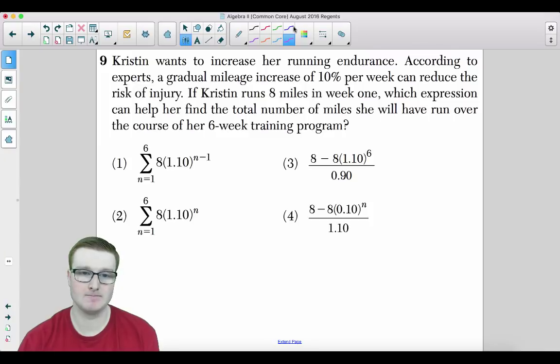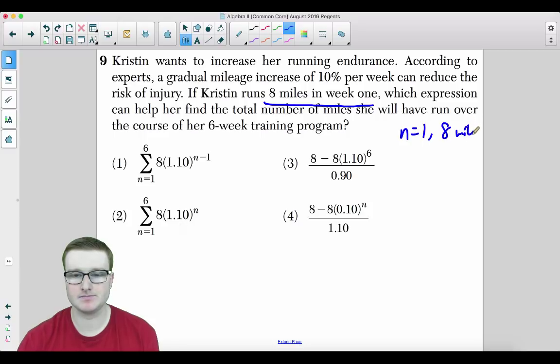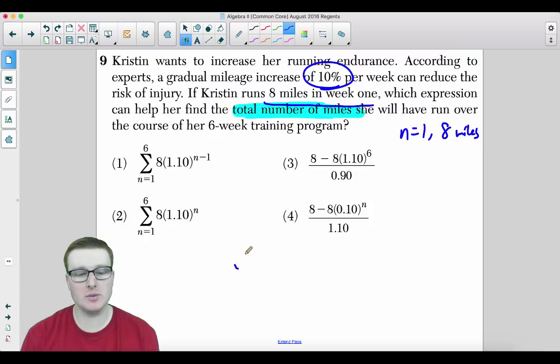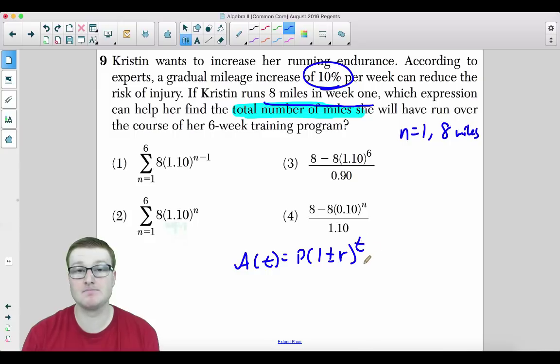So here's the thing. We were told that she runs 8 miles in week 1. So when n is equal to 1, she ran 8 miles. She wants to increase it 10%. So what's happening here is we are trying to find the summation, the total, the summation of the miles. So what we're doing is we're applying exponential growth. Remember the formula A of t equals the principal times 1 plus or minus the rate raised to the t power? Yeah, I know. It came back to bite you in the butt.